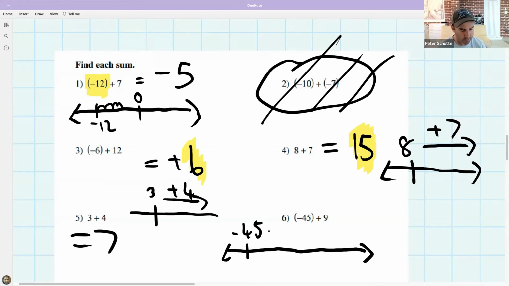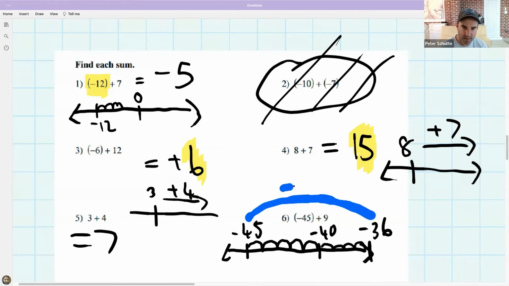Okay, so let's check your answer. If I start at negative 45 and I have to go 9 jumps, I use up 1, 2, 3, 4, 5. That gets me to negative 40. But I've only gone 5 jumps so far. If I've used up 5, I've got 4 more I need to use up: 1, 2, 3, 4. I think the answer is minus 36, because that's how I get from minus 45 and go 9 units in that direction. But you're close. You just made a little adding error there at the end.